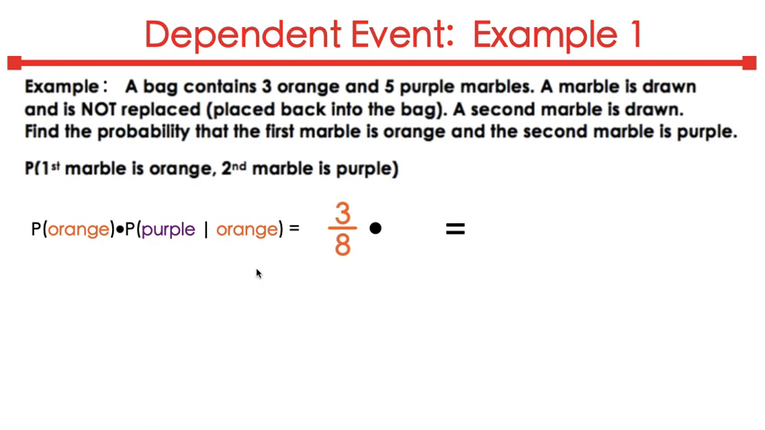Now you're going to reach in and hopefully pick out a purple marble. So how many purple marbles are in the bag? Hopefully you're thinking 5 out of 7. The reason why it's 7 is because that first orange marble that you picked up is not placed back into the bag. So find the product of these two fractions, and it's 15 over 56.